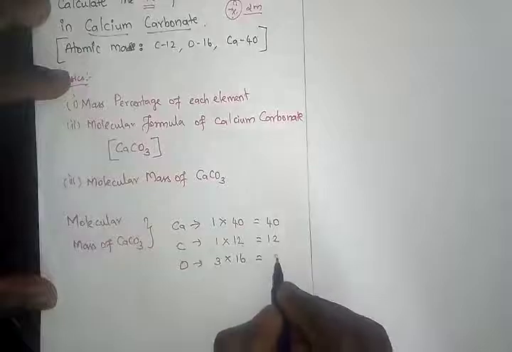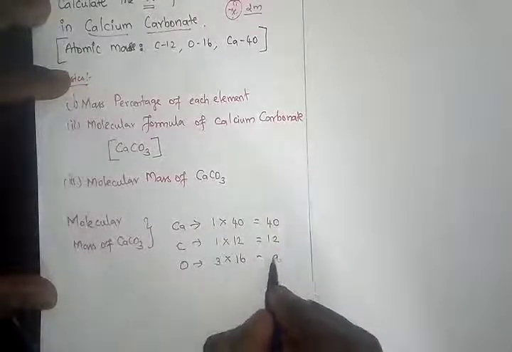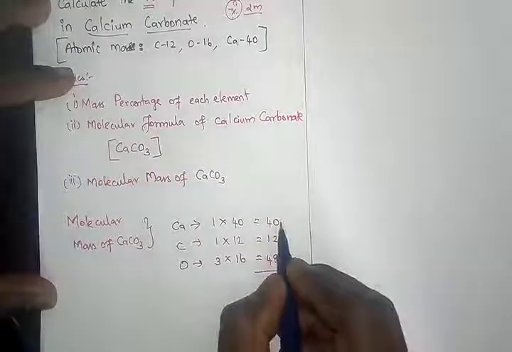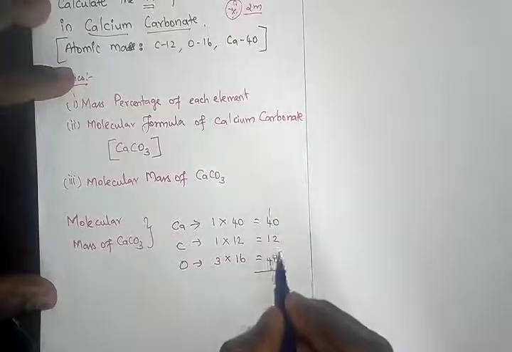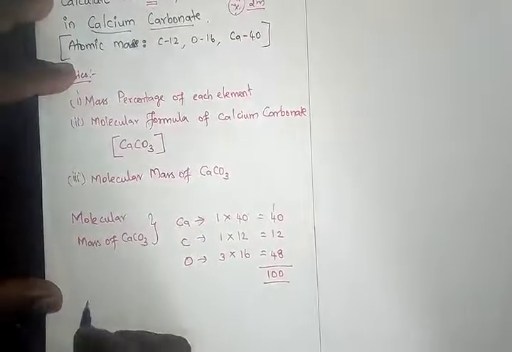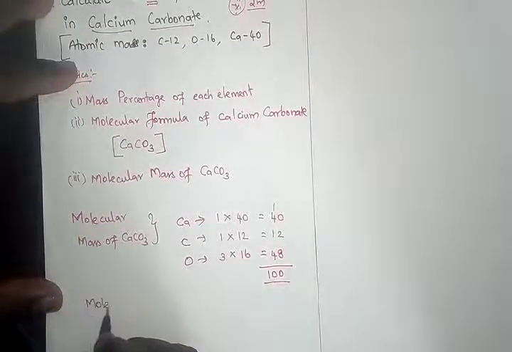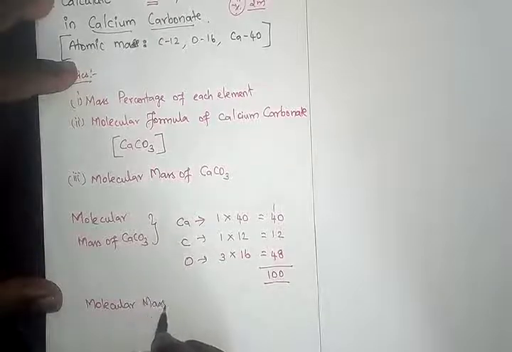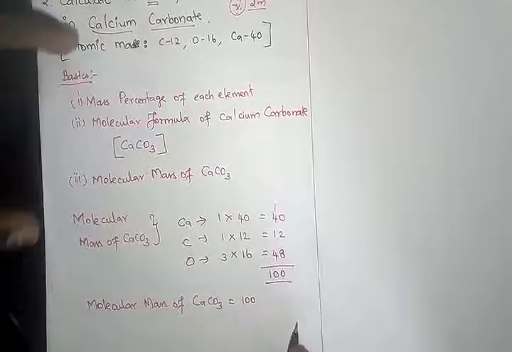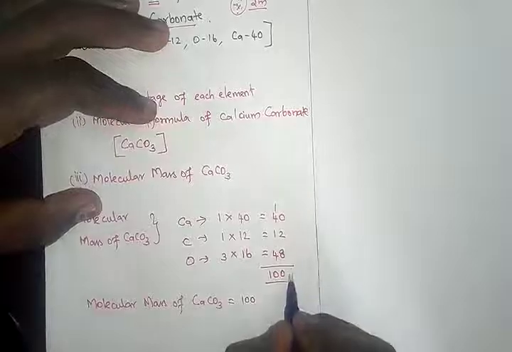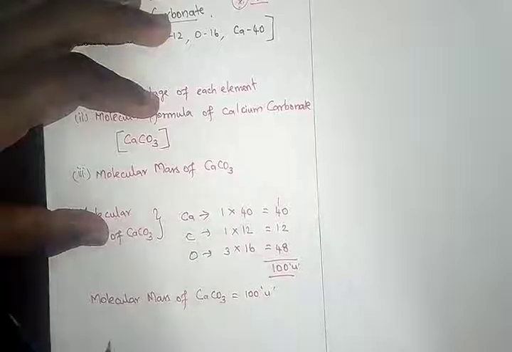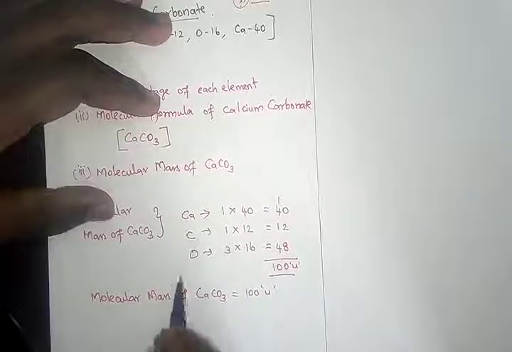6 into 3, 18, balance 1. 1 into 3, 3 plus 1, 4. So 48. So now you add it. 8 plus 2, 0, 10, balance 1. So 4 plus 1, 5. 6 plus 4, 10. So the molecular mass of calcium carbonate is equal to 100, right? If it is mentioned in the atomic mass unit, you have to mention the gram, unified atomic mass or atomic mass unit.